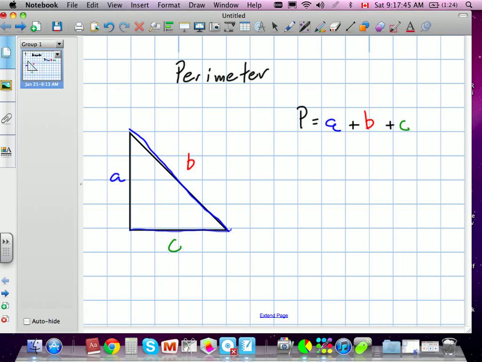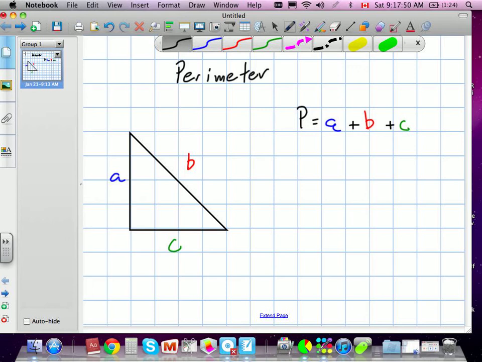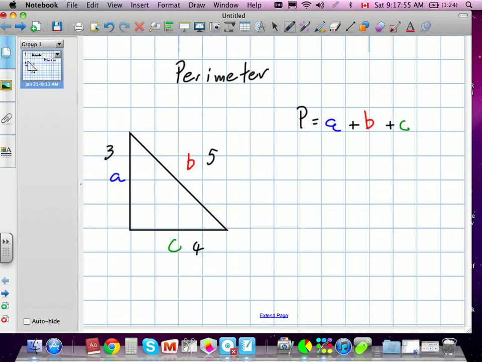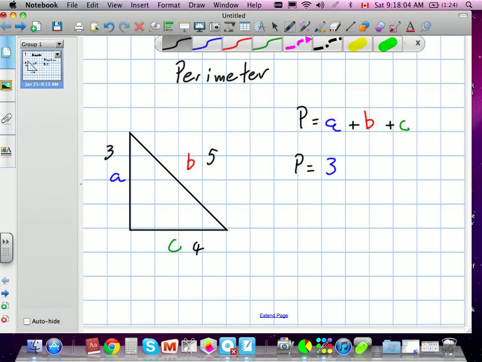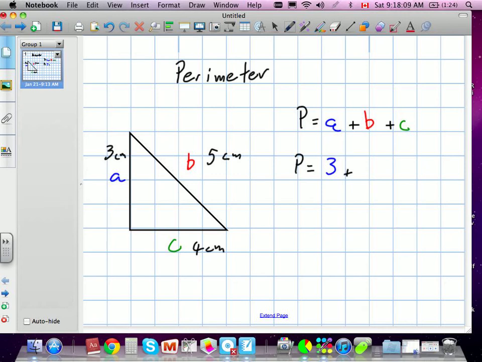So let's say we have measurements for these. We'll say this is 3, 4, and 5. So perimeter is equal to A, which was 3, and we'll say it's in centimeters, plus B, which is 5, plus C, which is 4. So the perimeter of this object, you know what it would be offhand? That's right, really simple. It's 12 centimeters. We just add them all together to do that.